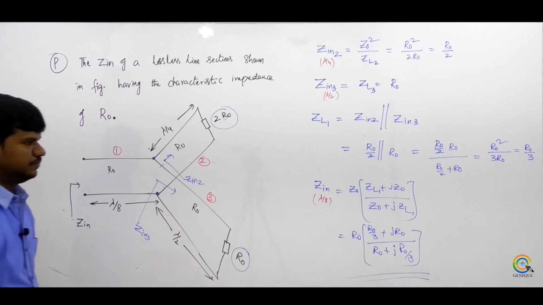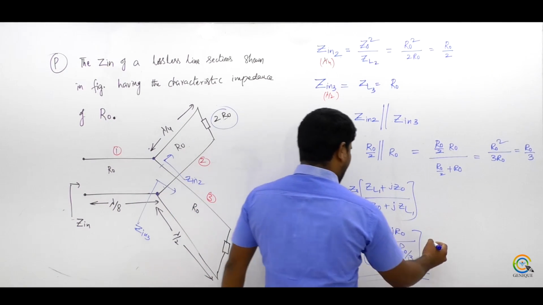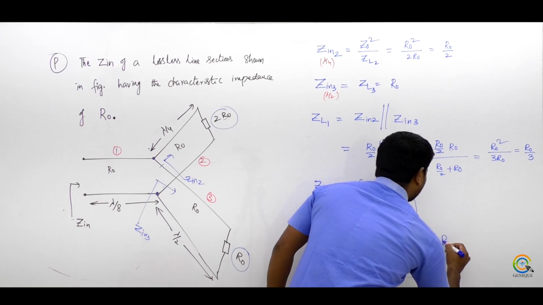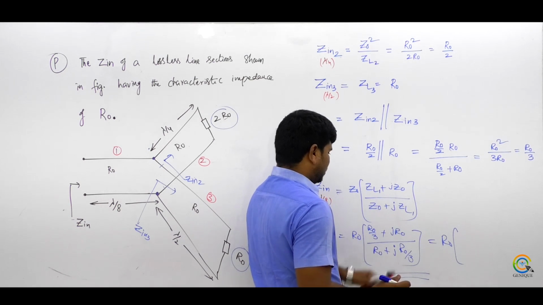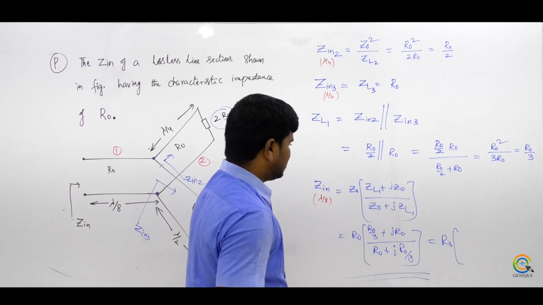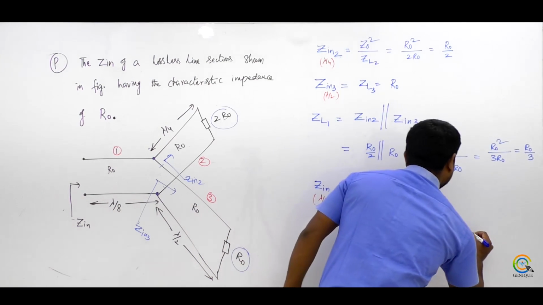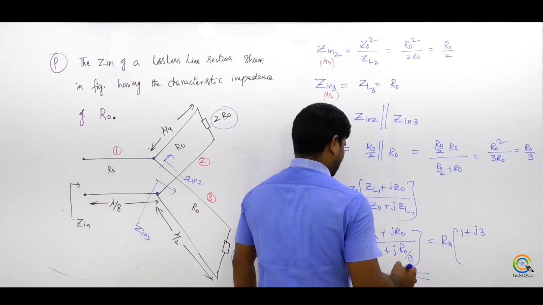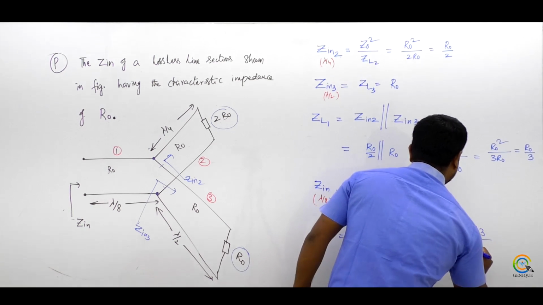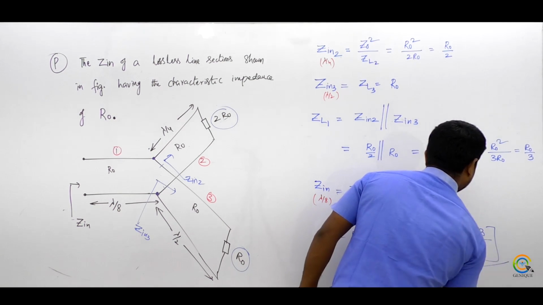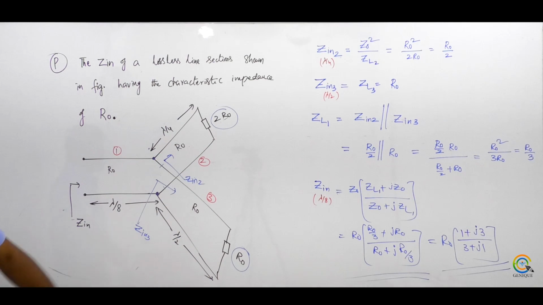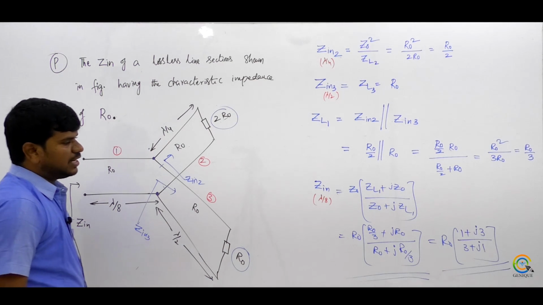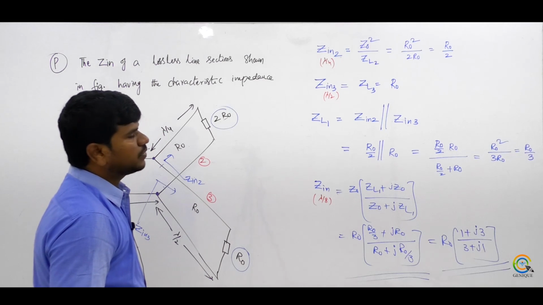You can simplify this. Here R0 will get cancelled in the numerator and denominator. Finally you will get R0 into 1 plus j3 divided by 3 plus j1. This is the final answer: 1 plus j3 divided by 3 plus j1, times R0.